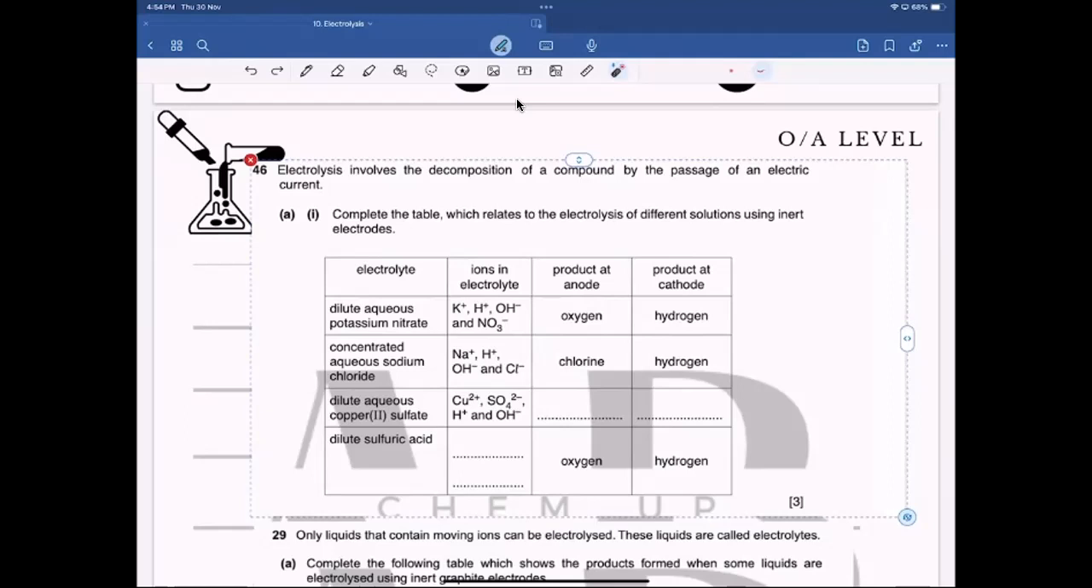Then in the next case, it's concentrated, and that's why we are not getting oxygen but we are getting chlorine. Again, at the cathode, sodium is above hydrogen, so hydrogen has a lower reactivity, and that's why hydrogen is formed at the cathode. Now in the third case, they are giving you dilute copper(II) sulfate, and they have mentioned the ions. Yes, Manali, can you tell me what will be the product at the cathode?